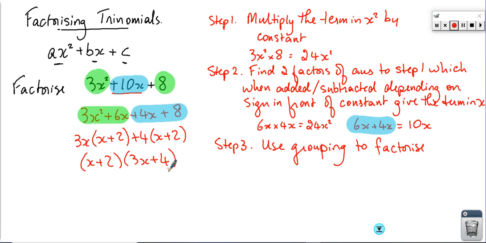So let me explain again. Step number 1, we multiplied the term in x squared by the constant. Step number 2, we found two factors of the answer to step 1, which when added, because here we had a plus, gave the term in x. If that was a minus, I would have subtracted; we'll see examples soon. Then I substituted those two factors I had just found instead of the term in x. Those are the steps which I'm going to use to work out the other problems.